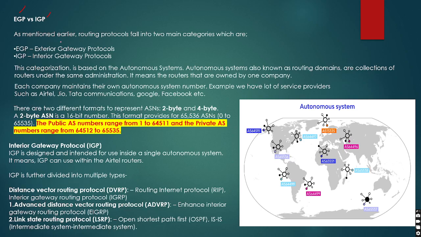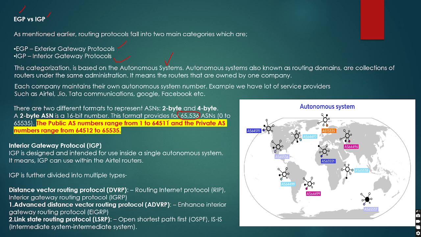So the dynamic routing protocols are divided into two: one is IGP, one is EGP. IGP means you use the routing protocol within your company, within the autonomous system number. What do you mean by autonomous system number? In the routing domain, it represents your property. It means an autonomous system will have one number. That number is 2 power 16, which means 65,536 autonomous system numbers are there.